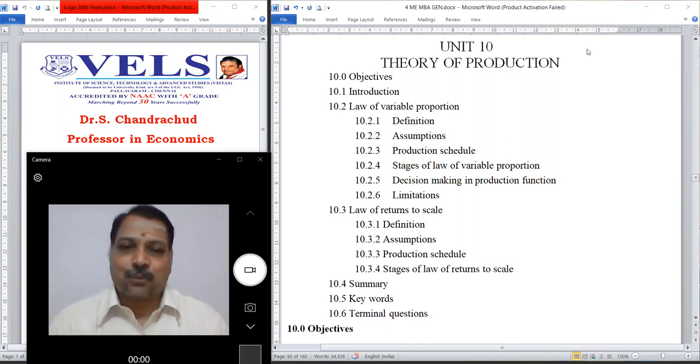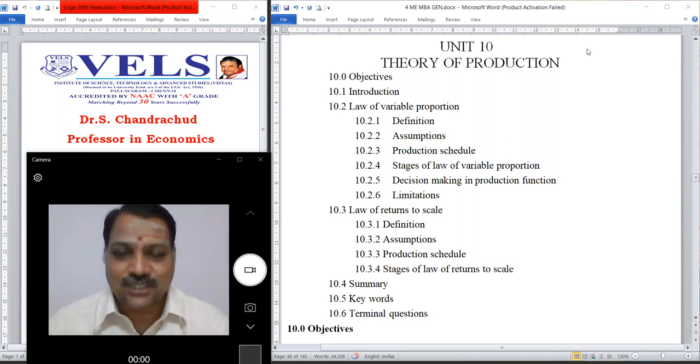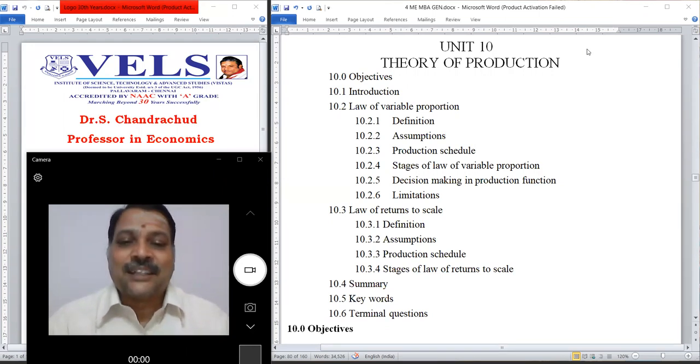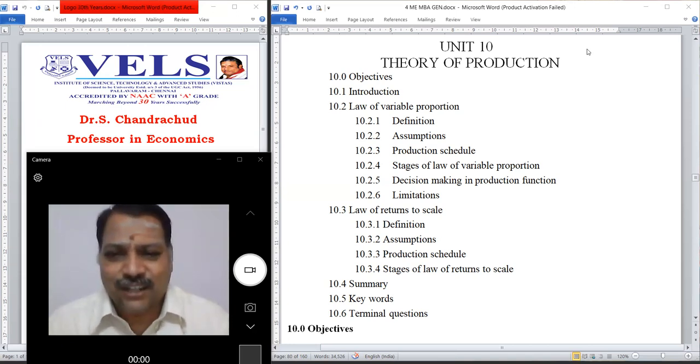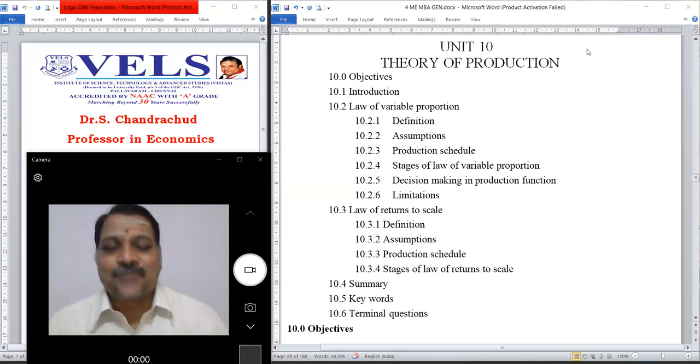In the law of variable proportion, we will cover the definition, what the assumptions are, how to construct the production schedule, what the stages are, decision making while constructing the production function, and what the limitations are. Coming to the second theory, law of return to scale, the definition, assumption, production schedule, and stages. So these are the topics we are going to discuss today.